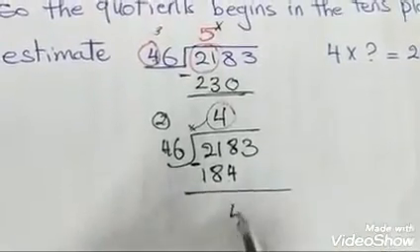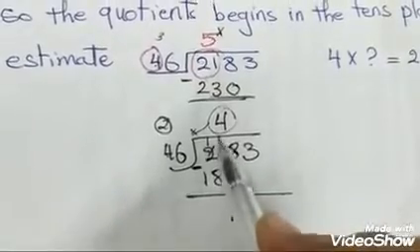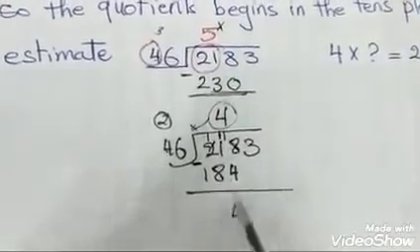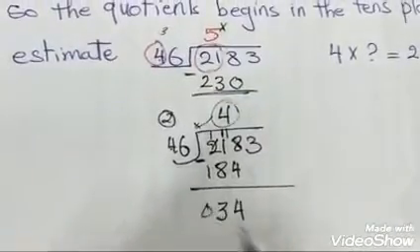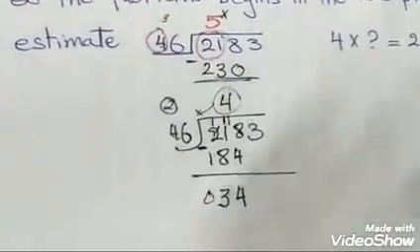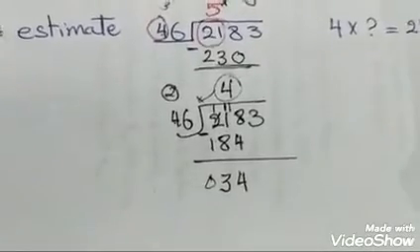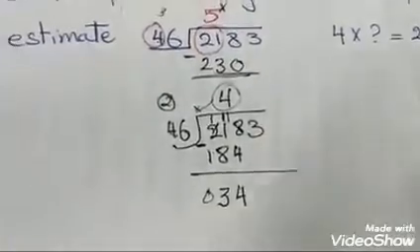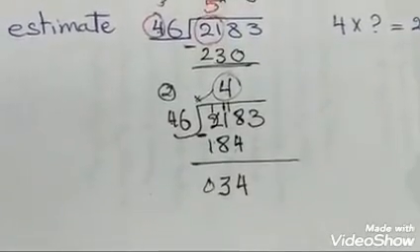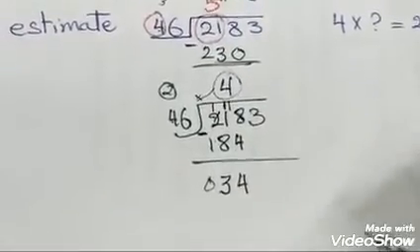8 minus 4 equal 4. 1 minus 8 can't be. This one will be 1 and this is 11. 11 minus 8, it will be 3. 1 minus 1 equal 0. Maybe next time I won't write the 0. 0 on the left side is useless, but I type it here only for explanation.